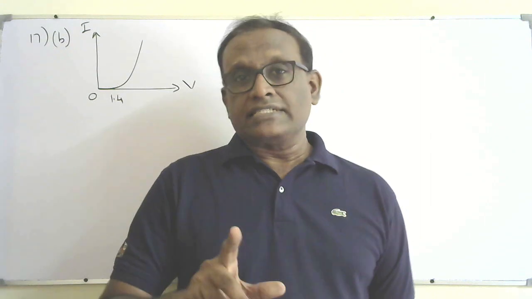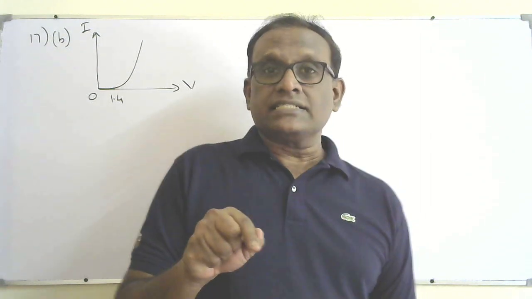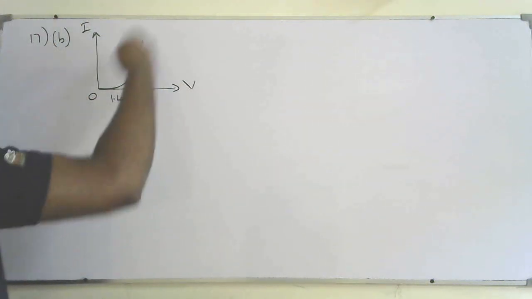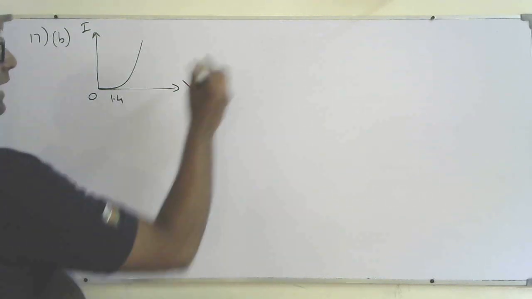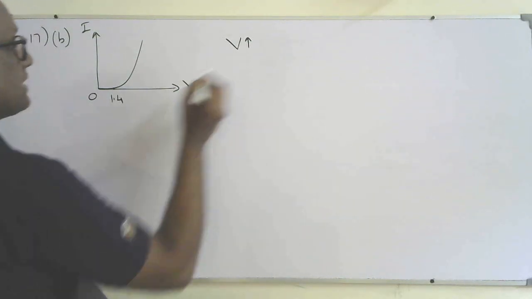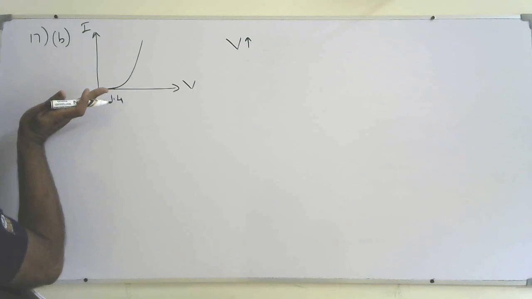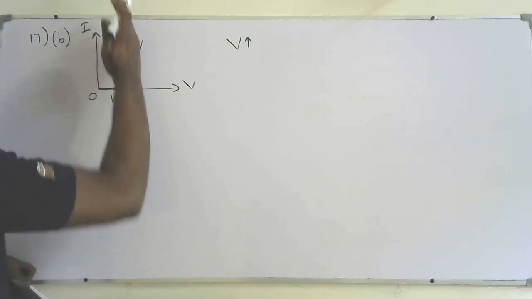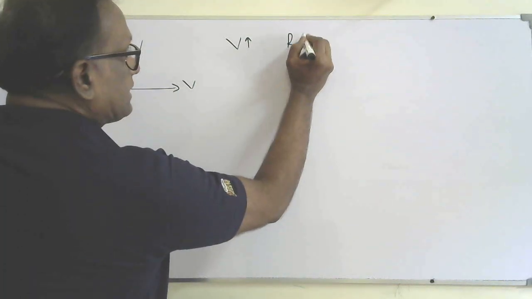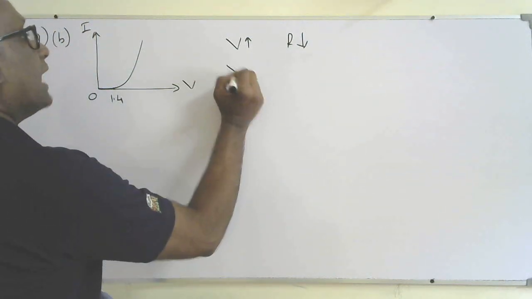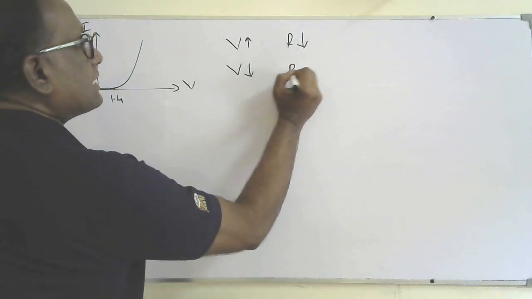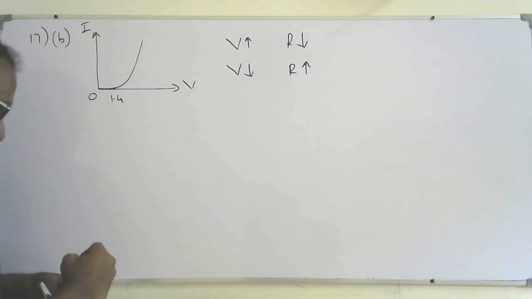The other way, when the voltage decreases, resistance is increasing. I can say when the voltage increases, you can see the graph is turning towards the current axis, which means resistance is decreasing. So the other way, when the voltage decreases, resistance will increase.